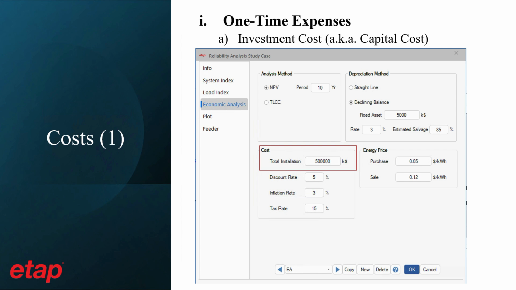study. For example, for an investment on a renewable energy power plant, it will include the capital cost for every equipment installation, such as solar PVs, inverters, storages, transformers, lines, and so on. So in ETAP software, that cost will be entered as a one-time cost in forms of total installation in this edit box.